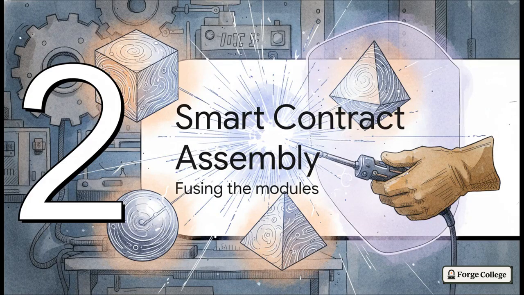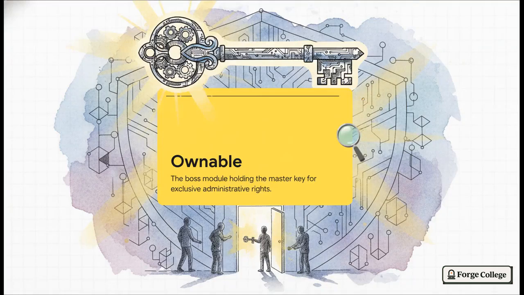Section 2. Assembling the smart contract. First up on our assembly line is the Ownable module. You can really think of Ownable as the absolute boss of the contract. This module wields the master key that literally no one else can duplicate. When we attach this to our contract, we're establishing a very clear line of ultimate authority. It's the ultimate backstage pass. If a function is tagged with this modifier, the contract essentially asks, are you the boss? And if not, you are immediately shown the door. No exceptions.